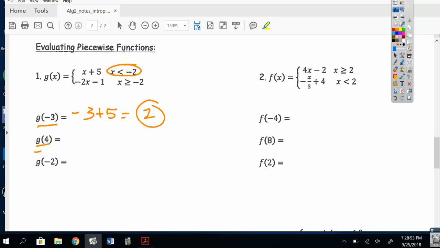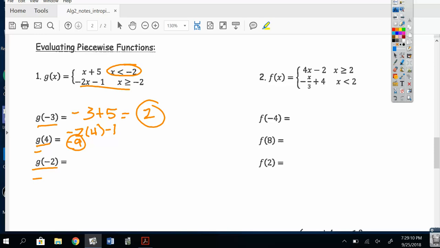If I had to plug in g of 4, am I going to plug it into the top equation or the bottom equation? Where I see which one it fits the restriction. 4 is not less than -2. 4 is greater than -2, so I plug it into the bottom one. -2 times 4 minus 1, that makes -9.